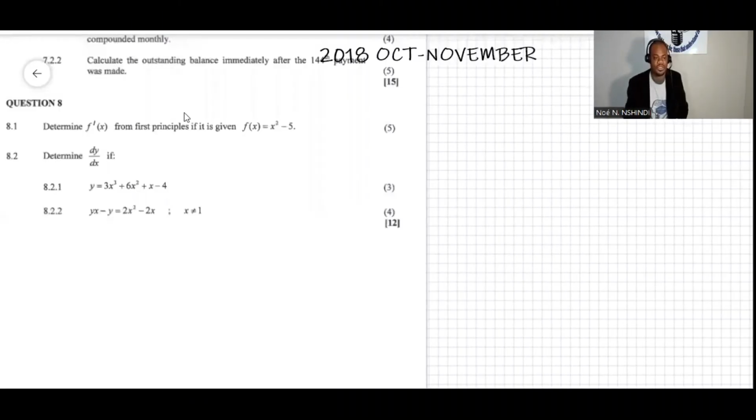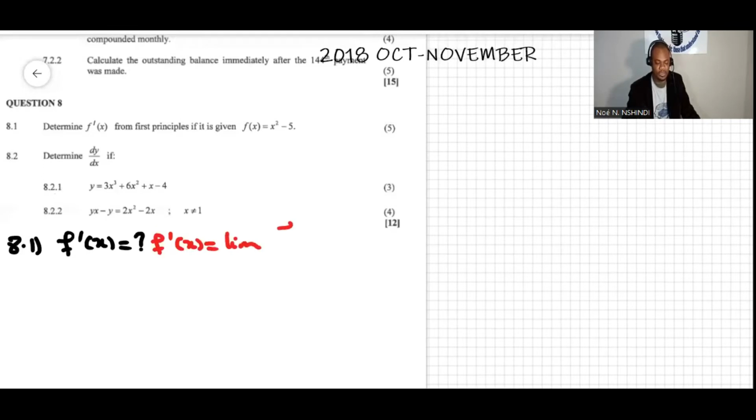Well, we have another question here, question 8. The question says determine f prime of x from the first principles if it is given that f of x equals x squared minus 5. Now I'm going to write here 8.1. So we're looking for f prime of x from the first principle. The first principle is given when f prime of x is equal to the limit of f of x plus h minus f of x over h, as h approaches 0.